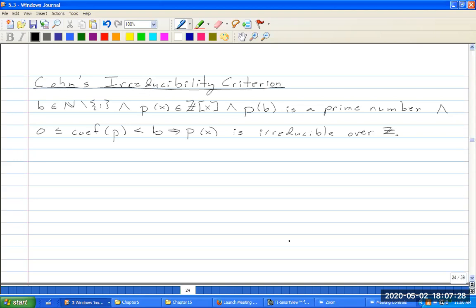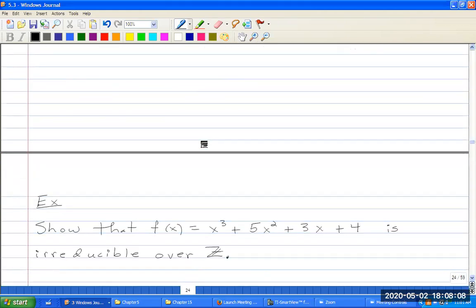Cohn's irreducibility criterion. Suppose that B is some natural number not equal to 1. And suppose that I have a polynomial with integer coefficients. And suppose I have that P at this number B is a prime number, and that every coefficient in my polynomial is between 0 and this number B. Then the polynomial is irreducible over the integers. Okay, so let's do an example.